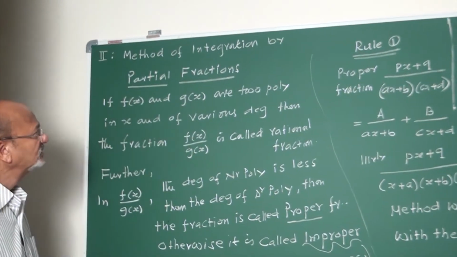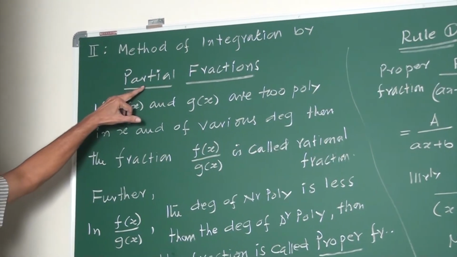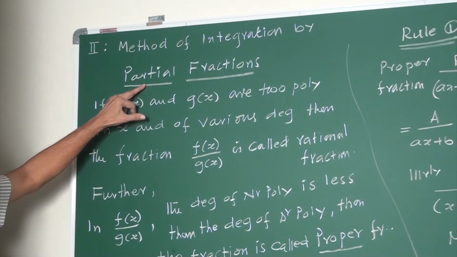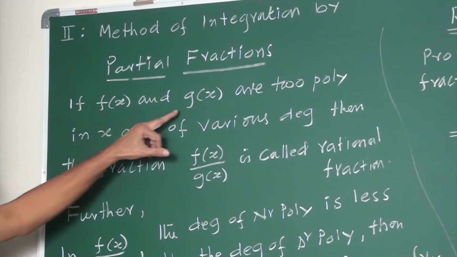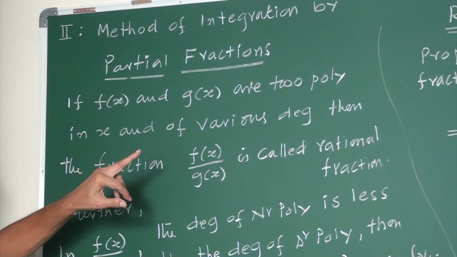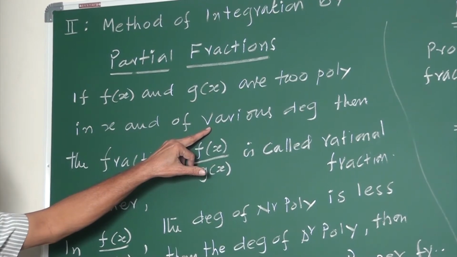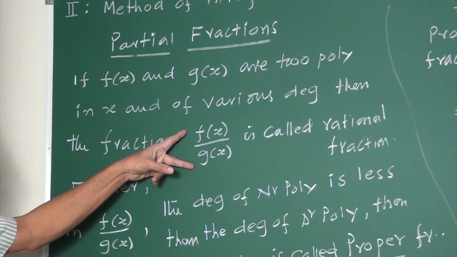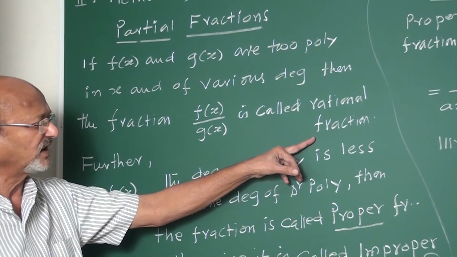See, this is the second method, integration by partial fractions, my friend. About this you do not know anything, so I give just a brief introduction. If f(x) and g(x) are two polynomials in x and of different degrees, then the fraction f(x) upon g(x) is called a rational fraction, that is its name.